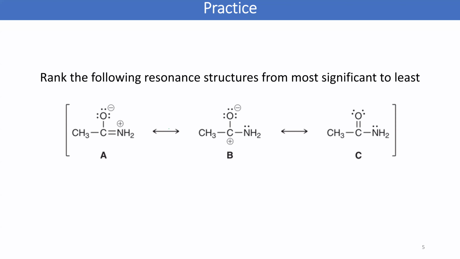All right, Riley, what do you think? I think C is the most, A is the middle, B is the least. Why? So C, there's no charge anywhere. And then A, there are charges, but they're not on carbons. And then B, there's a charge on carbon. Not just a charge, positive charge, which means an incomplete valence, right?